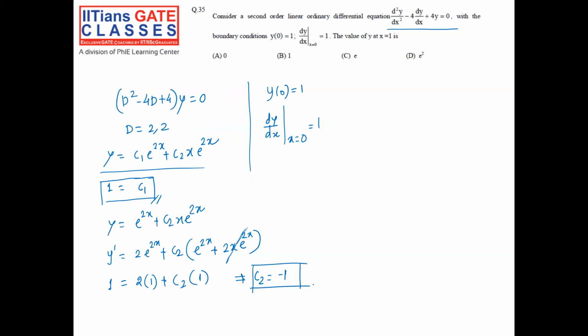Now the equation we can write, which is the solution for this differential equation, is e to the power 2x minus x e to the power 2x. So y of 1 can be written as e to the power 2 into 1 minus 1 into e to the power 2 into 1. So it's e square minus e square, hence it's 0. So the correct option in this case is option A.